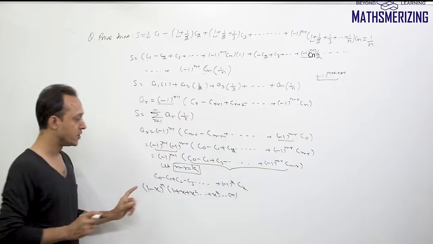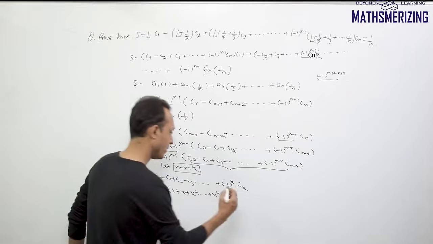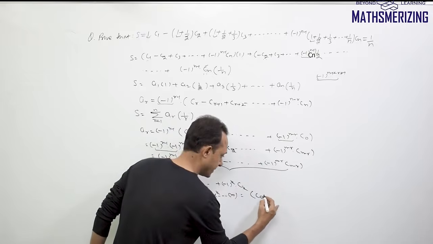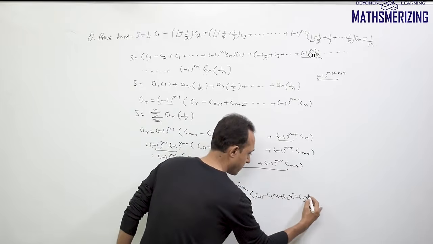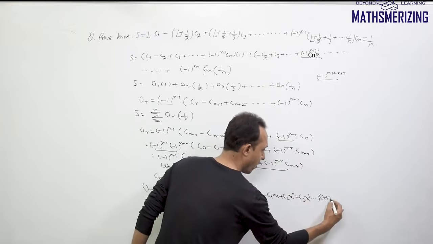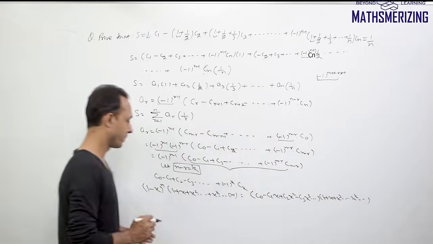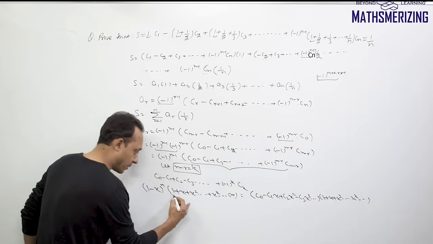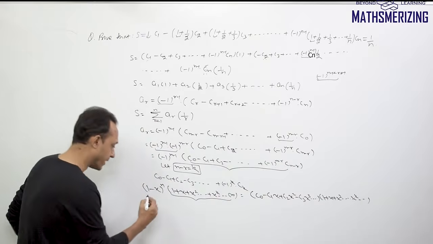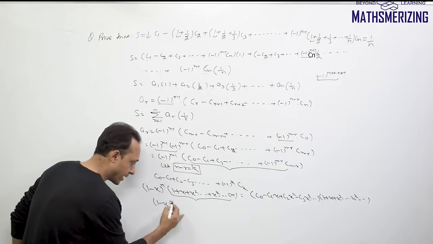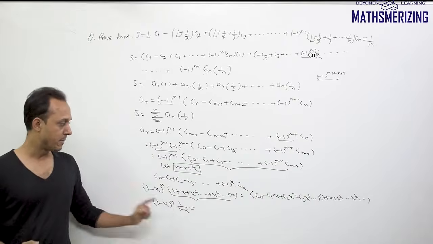So I'll take an infinite geometric progression: 1, x, x square, going all the way up to infinity. So I can write it as C0 minus C1x plus C2x square minus C3x cube, and then 1 plus x plus x square up to x to the power k. Now, the sum of an infinite GP is a upon 1 minus r. So I can write it as 1 minus x to the power n into 1 upon 1 minus x.